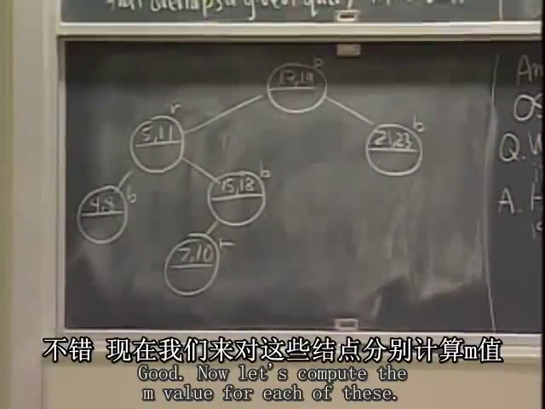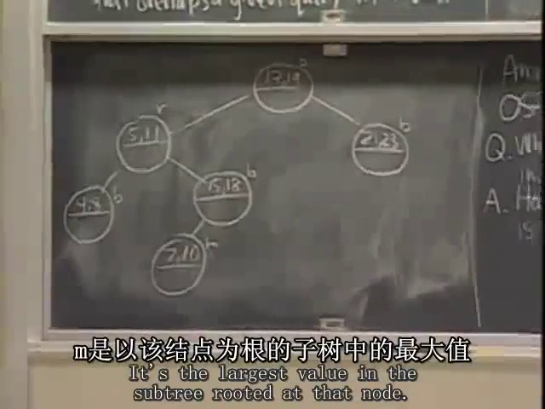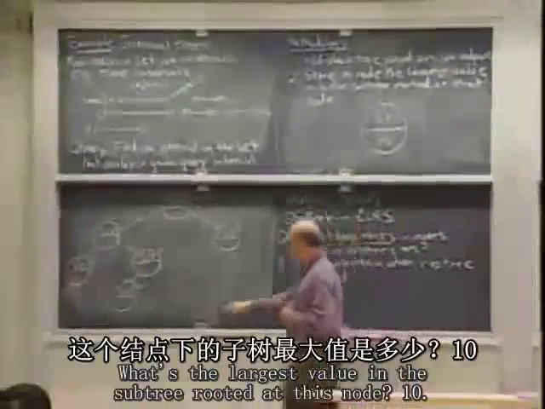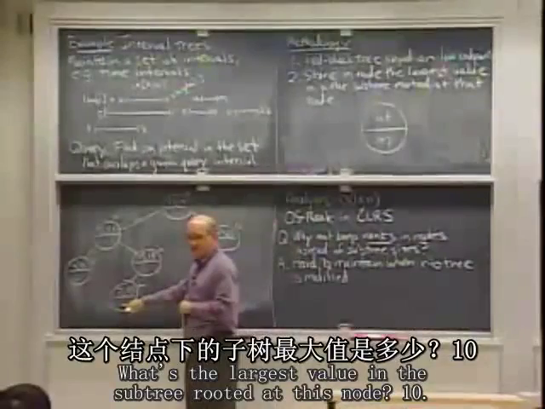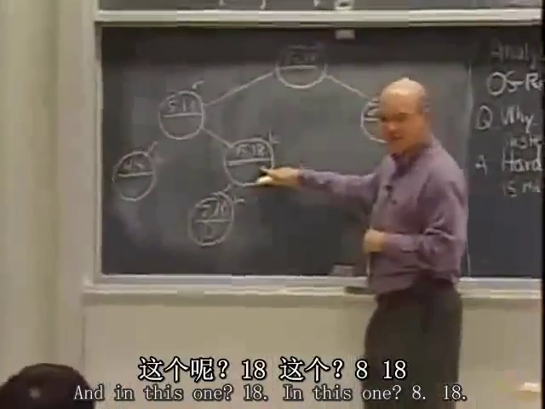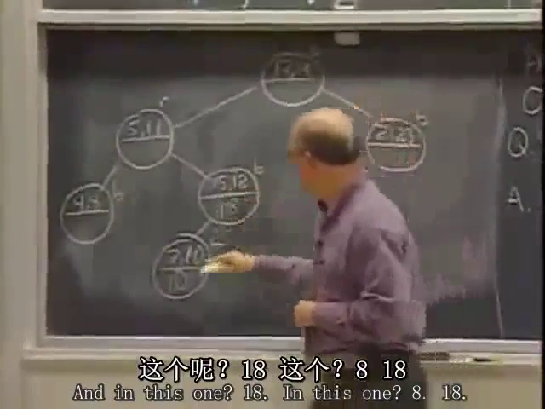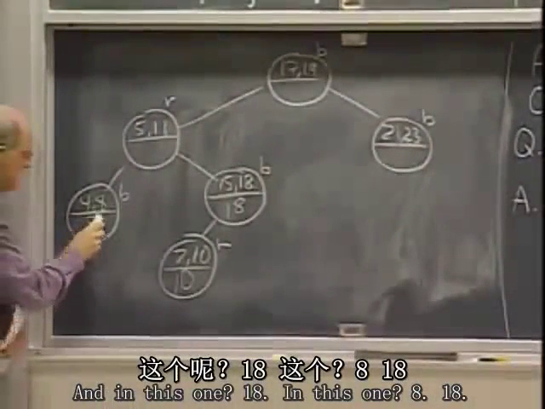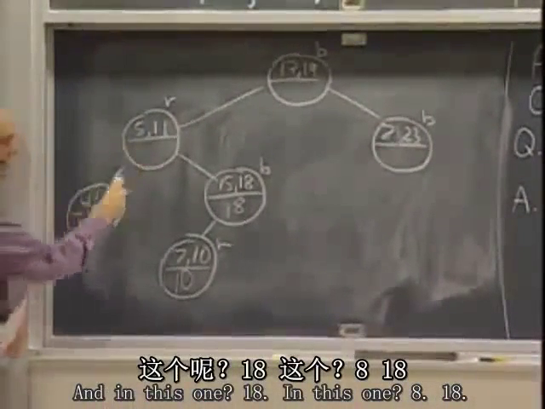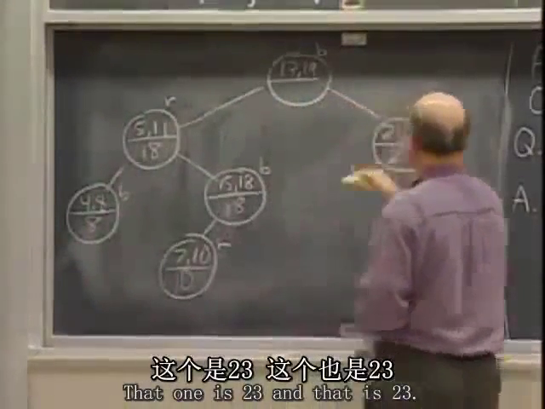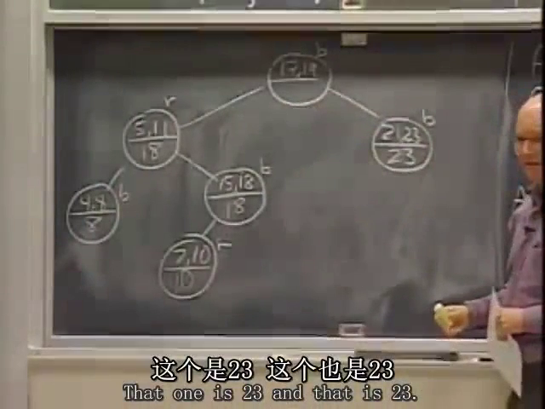Good. Now let's compute the M value for each of these. It's the largest value in the subtree rooted at that node. So what's the largest value in the subtree rooted at this node? 10. And in this one? 18. And in this one? 8. 18. That one's 23. That's 23.